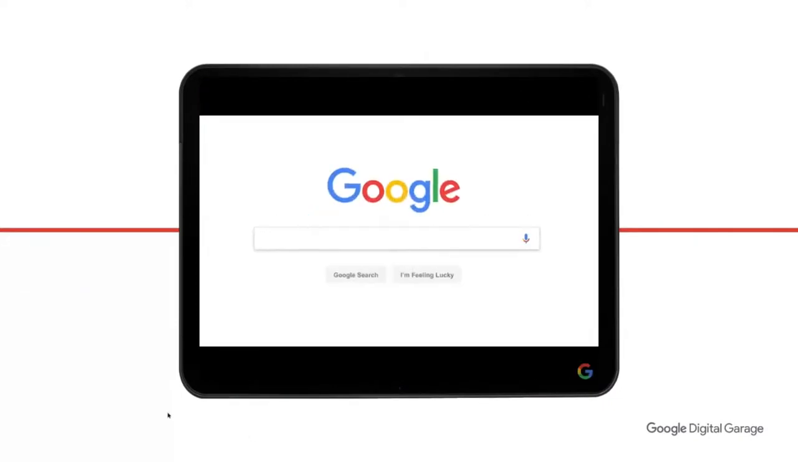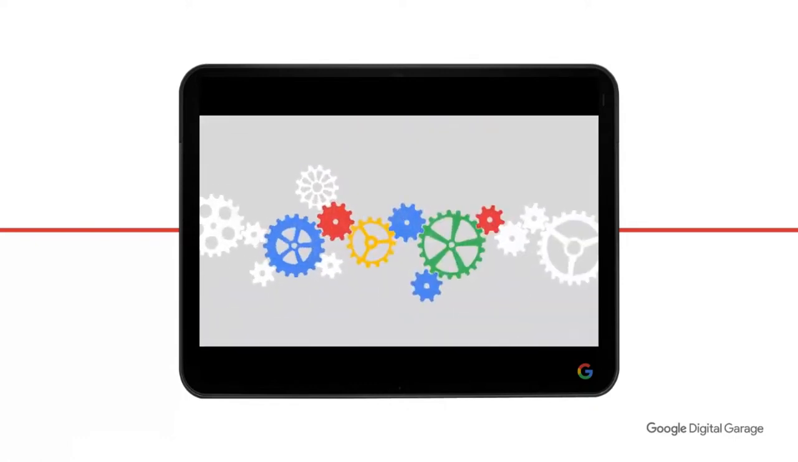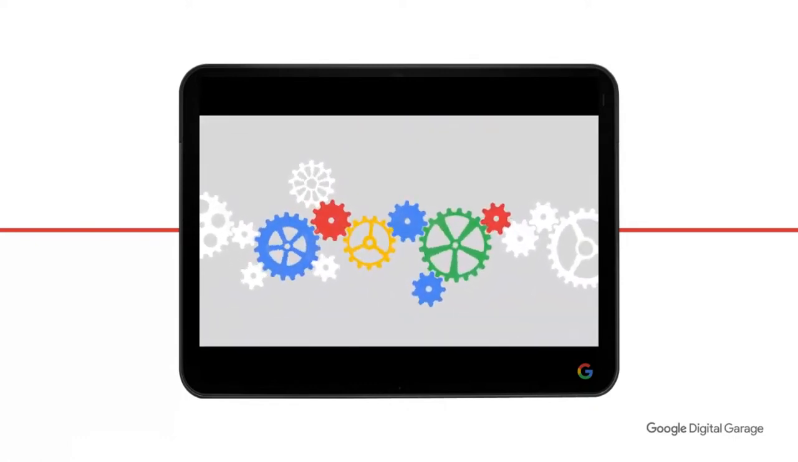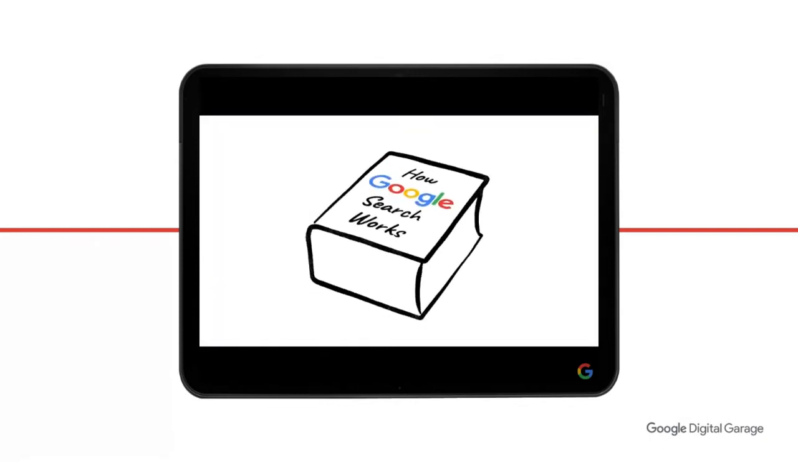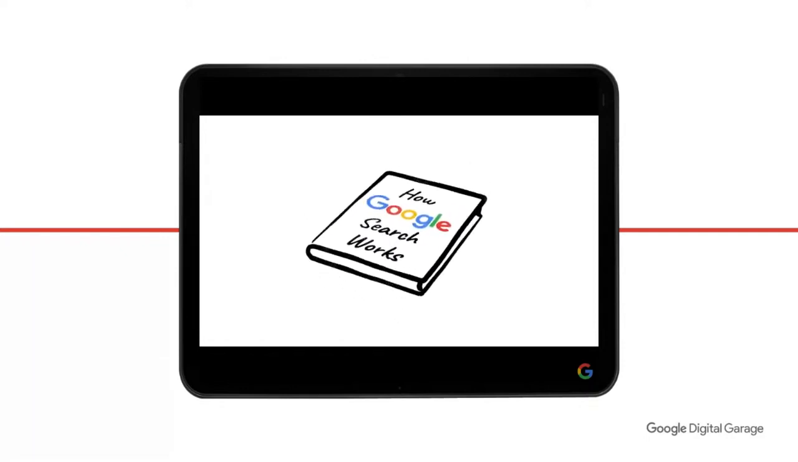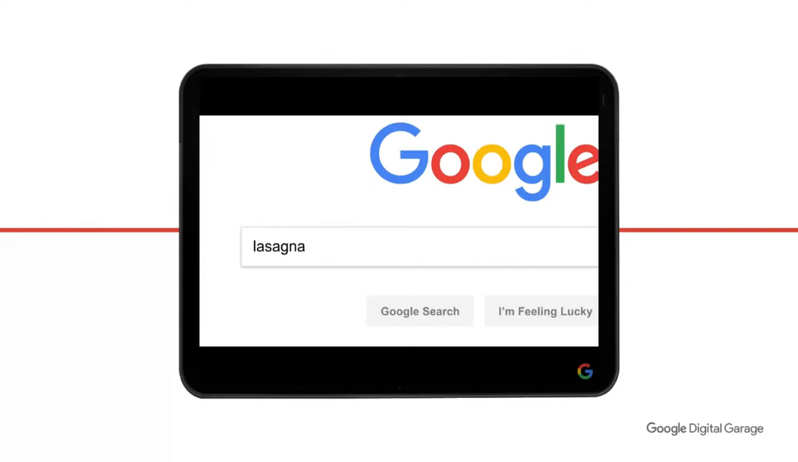Every day, billions of people come here with questions about all kinds of things. Sometimes we even get questions about Google search itself, like how this whole thing actually works. And while this is a subject entire books have been written about, there's a good chance you're in the market for something a little more concise. So let's say it's getting close to dinner and you want a recipe for lasagna.